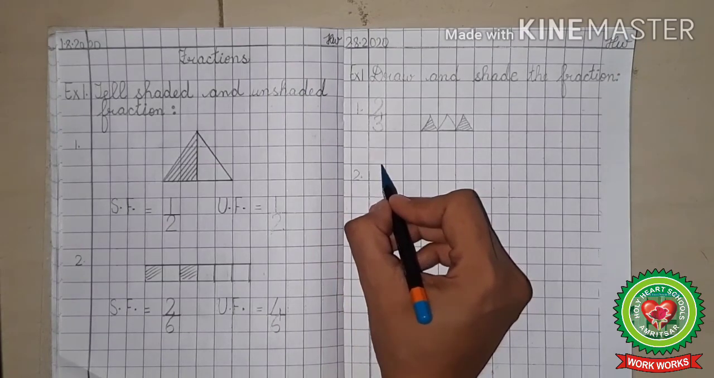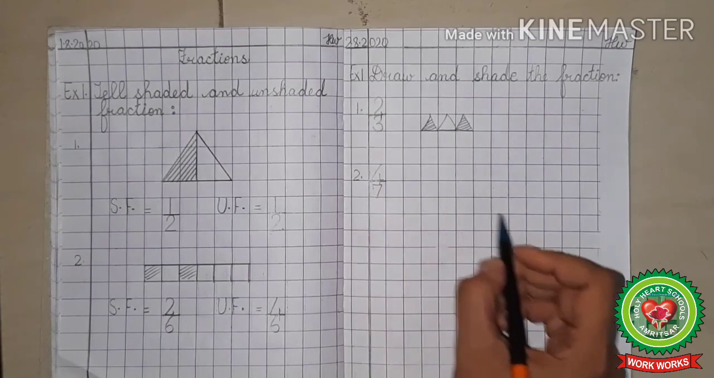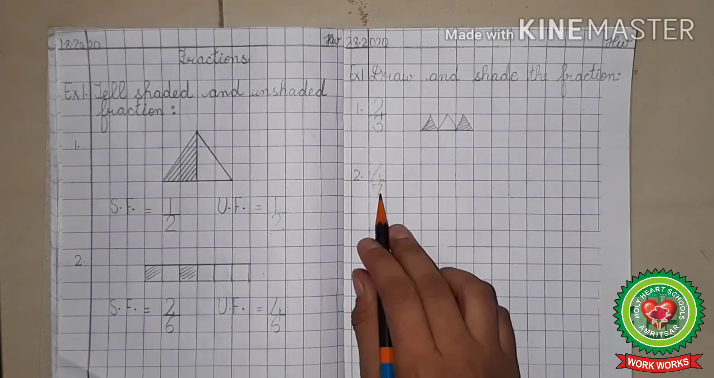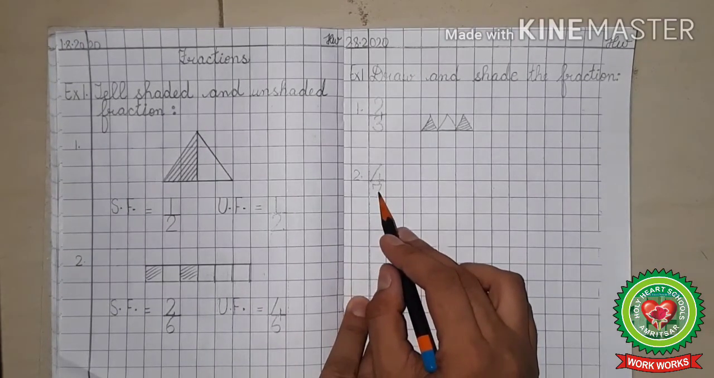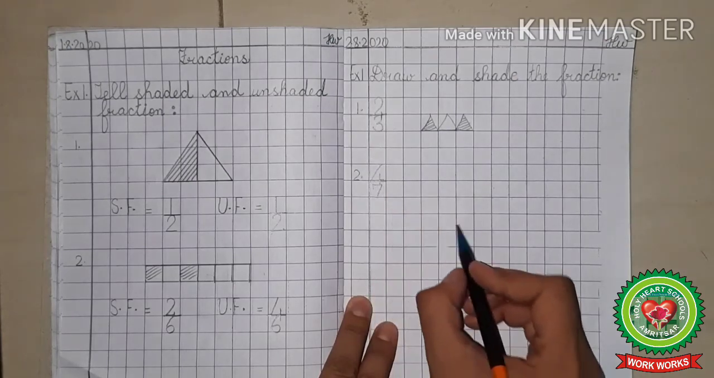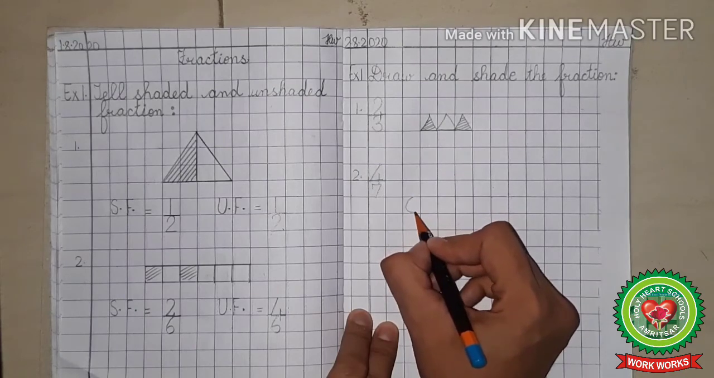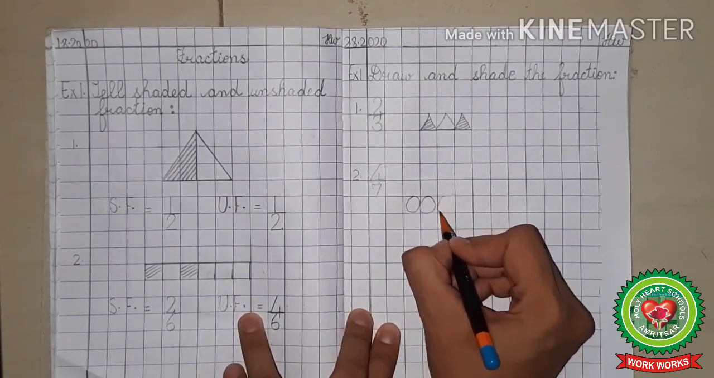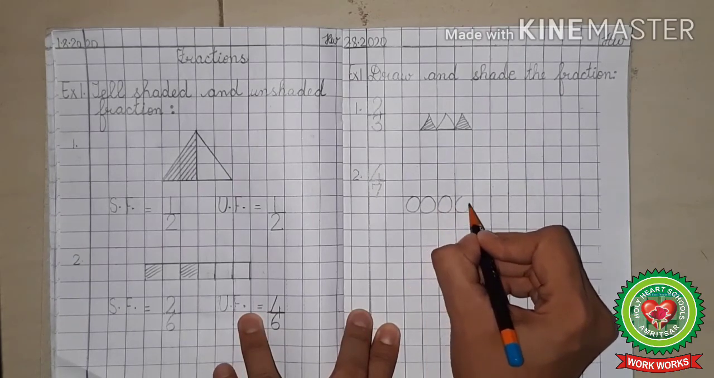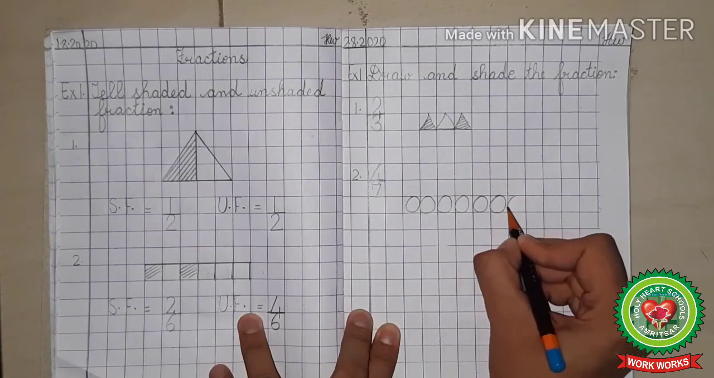Now, again, leave one line, put number 2. Suppose our sum is 4 upon 7. Now, how many triangles or circles do we have to draw? What is the number below the line? 7. So, what will we do? We will draw 7 circles. 1, 2, 3, 4, 5, 6, 7.